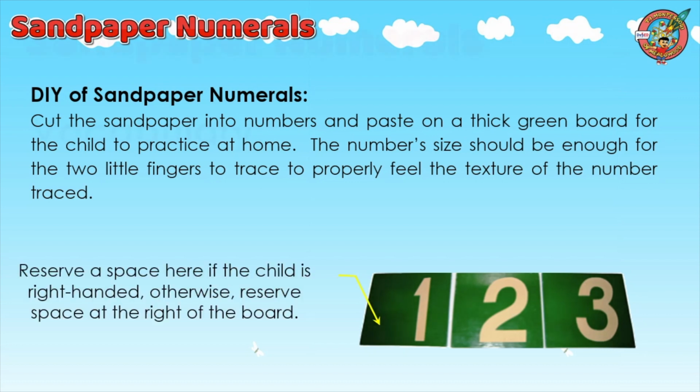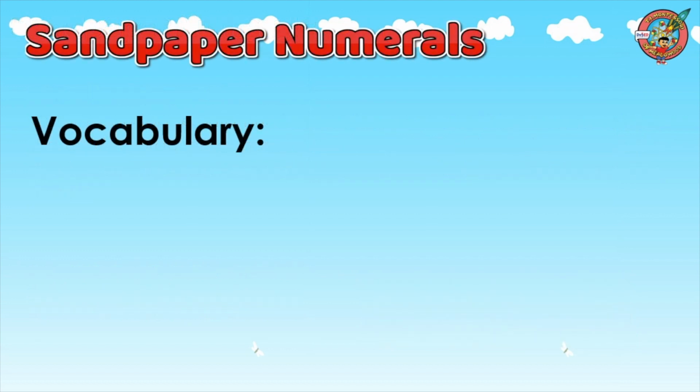Note: reserve a space here if the child is right-handed. Otherwise, reserve space at the right of the board. And now, our vocabulary for this topic. Rough, smooth.